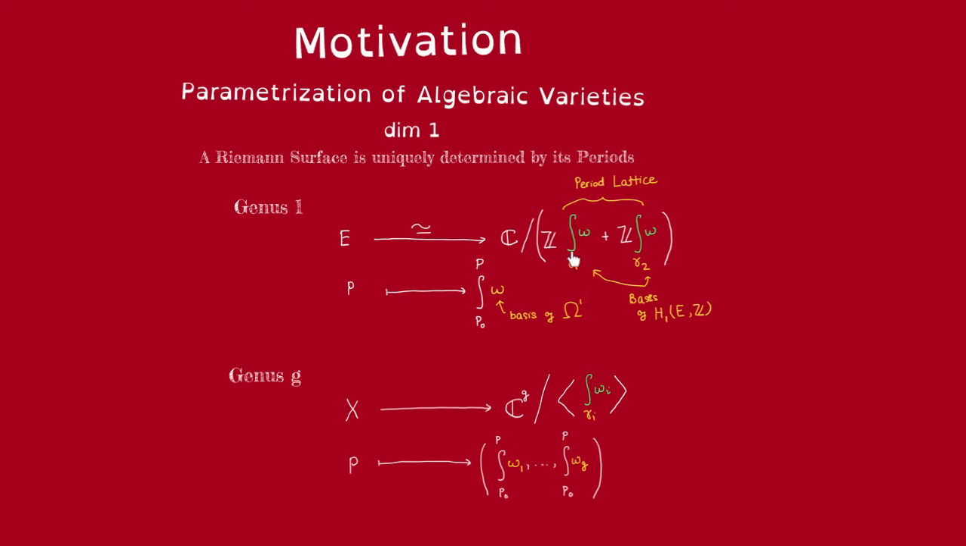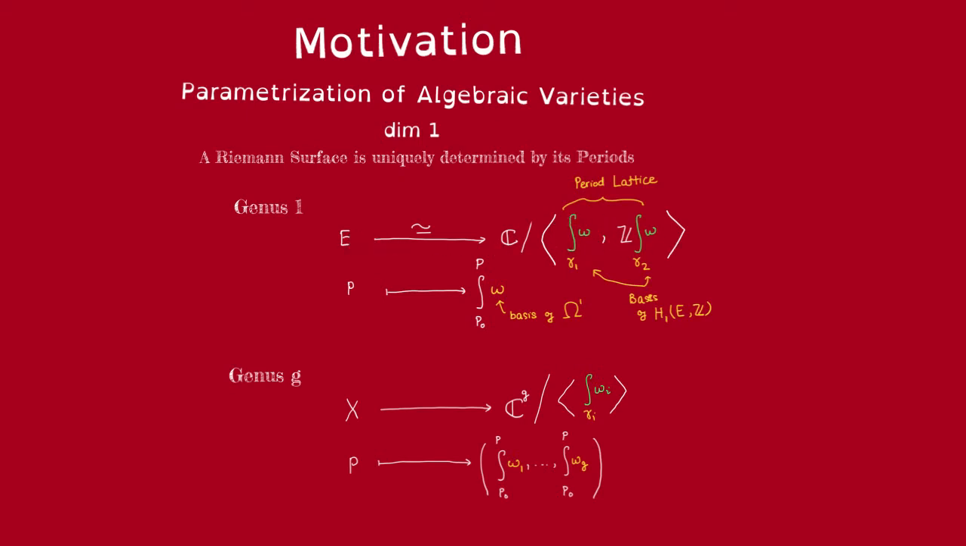These turn out to form a lattice called a period lattice, because the first homology group of E is generated by two elements. So we can write every homology class as an integral linear combination of these two basic loops. So the period lattice is the lattice generated by these two integrals. From now on, we will write it like this for simplicity. This is implicitly understood to be generated as a Z-module.